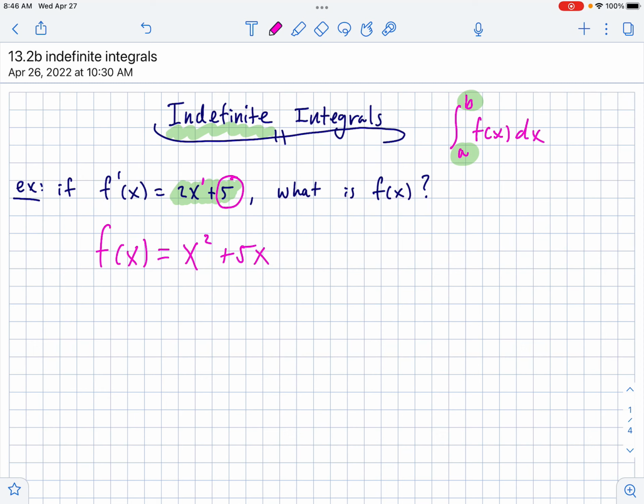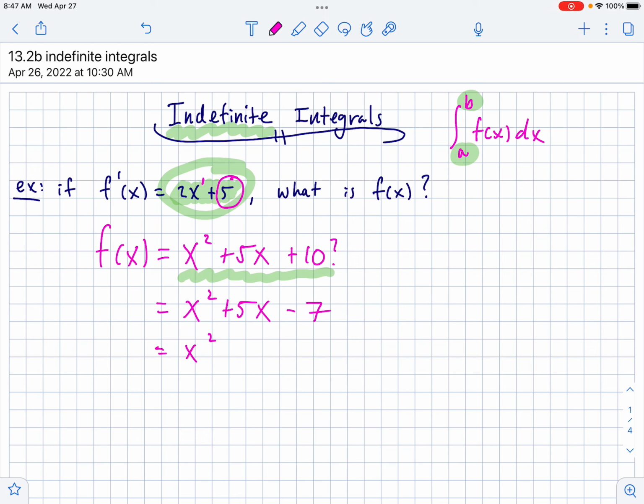Remember, if you have a number just floating on its own, that used to be a number times x, and then you just chop off the x to take the derivative. Now, this has already come up in class, but somebody mentioned, what if you had x squared plus 5x plus 10? Would that work? Yes, if you take the derivative of this, it will still be 2x plus 5. So it could also be x squared plus 5x minus 7. That would have the same derivative.